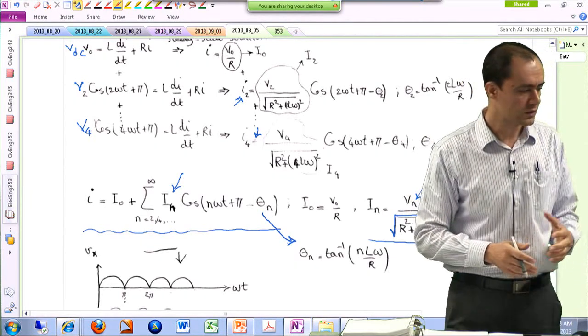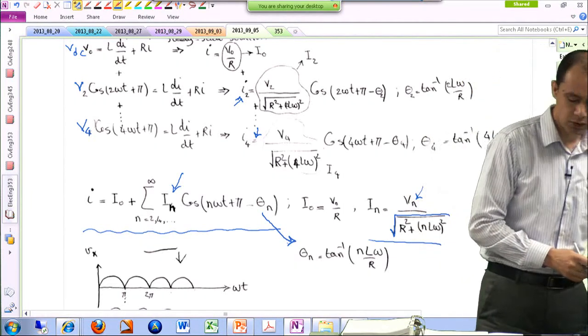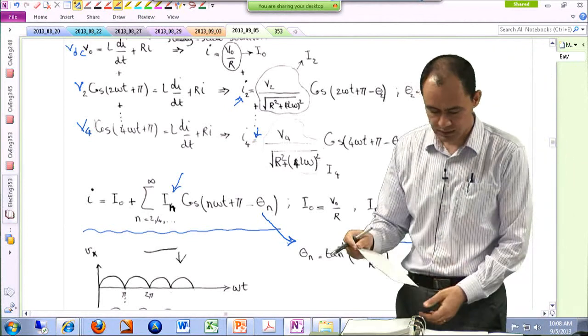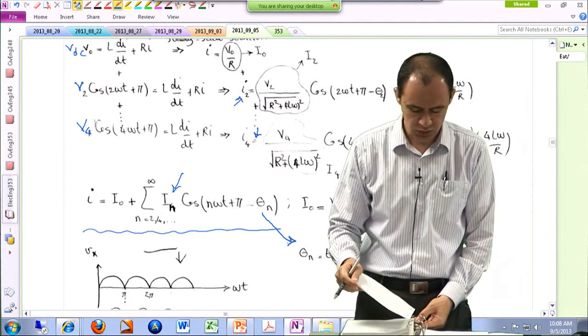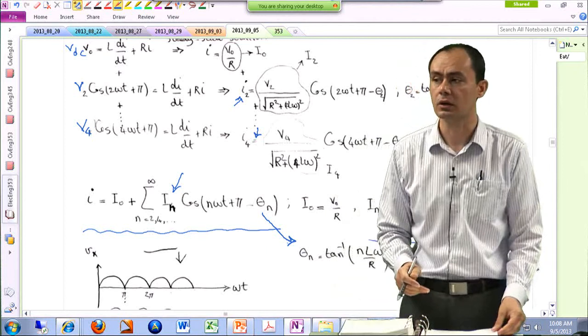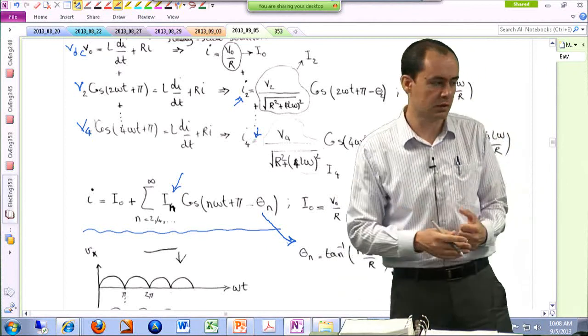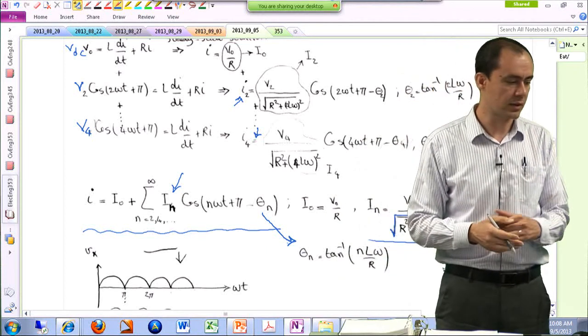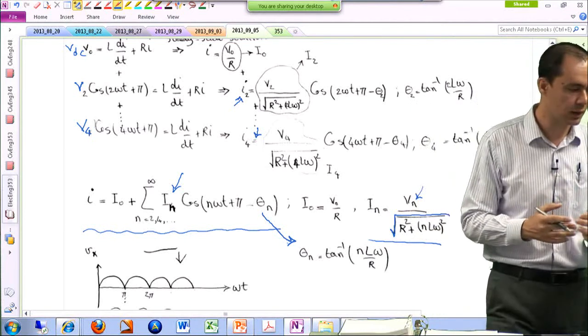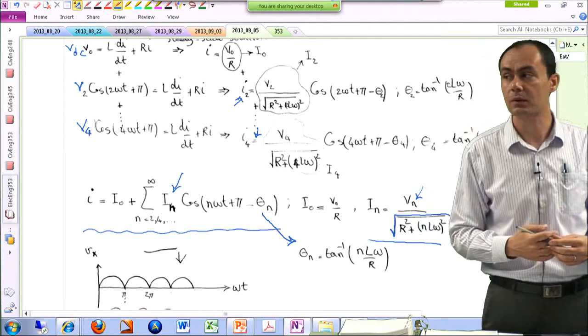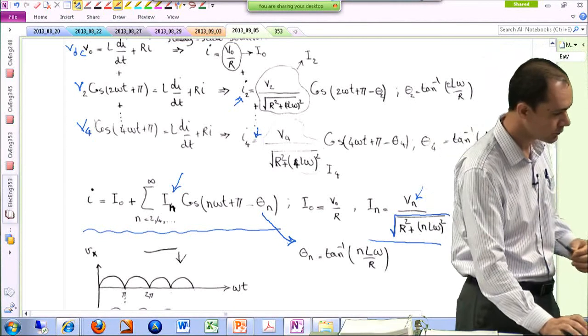Okay? So I don't think you have seen this before. This is kind of a new way of analyzing things, especially in power electronics. A lot of our signals are periodic, so we can break them down to their Fourier harmonics and then solve it for each particular harmonic. Then in the end, add them all up with each other.